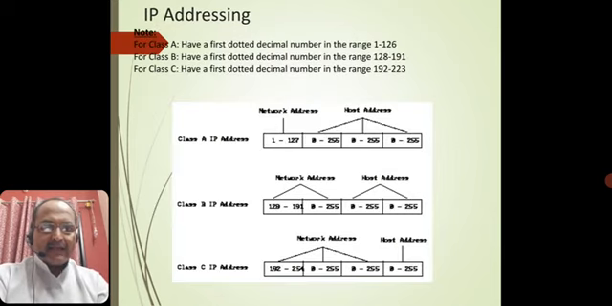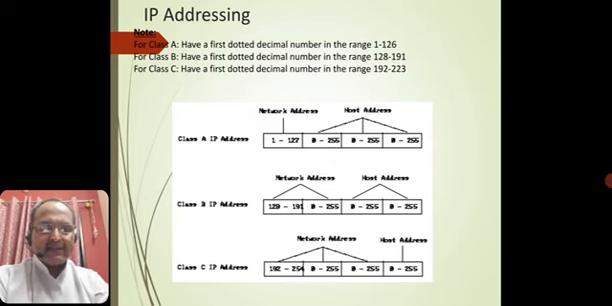Now, for class A addressing, the first dotted decimal number in the range 1 to 126 belongs to class A. Similarly, class B has a first dotted decimal in the range of 128 to 191. Please remember this because after 126, 127 is not used. 127 is intentionally kept as a network address, and in the range 1 to 127 the last bit in the octet is recognized as a parity.